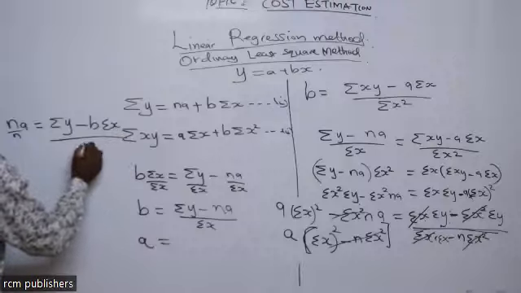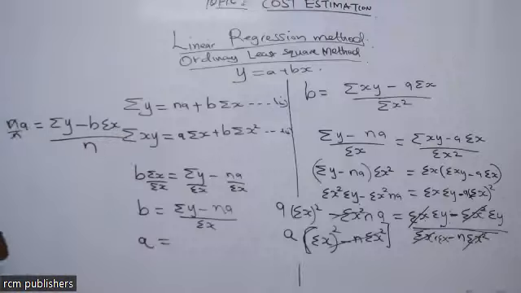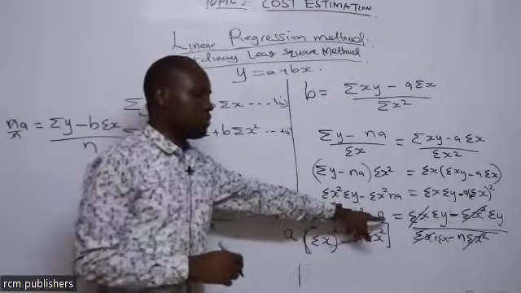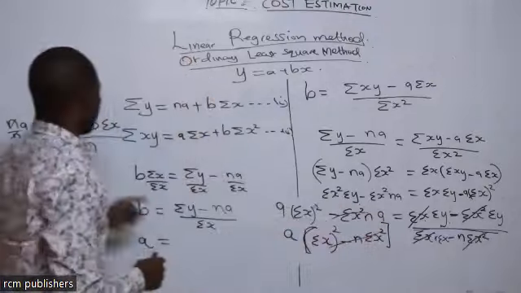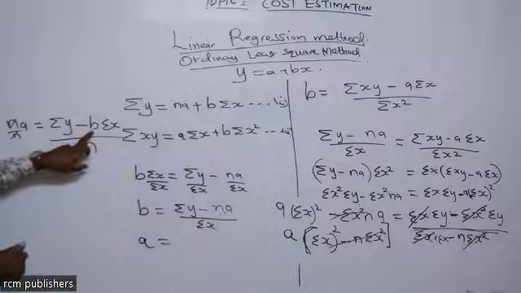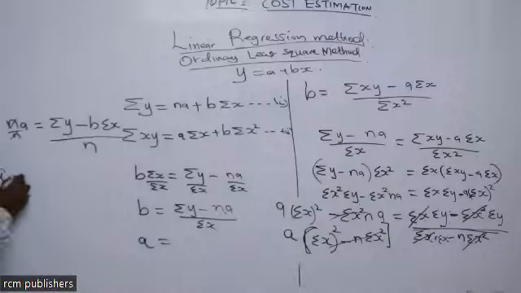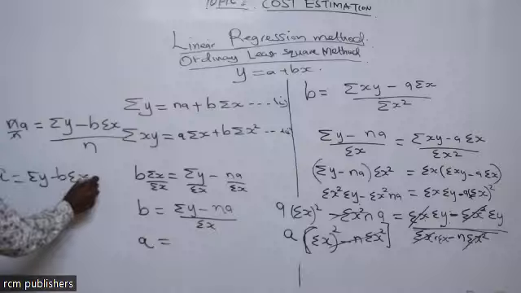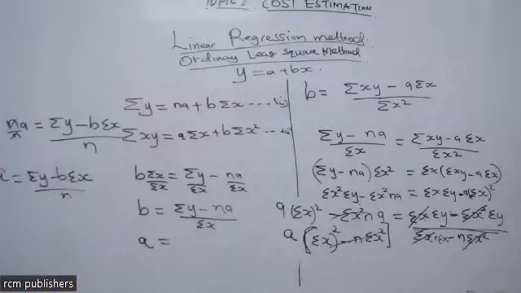We divide both sides by n. So the other formula of arriving at A, this one here, is without using B. We have eliminated B. This other one here needs us to calculate B first. So as you can see, we've now simplified A to basically mean summation of Y minus B summation of X over N.